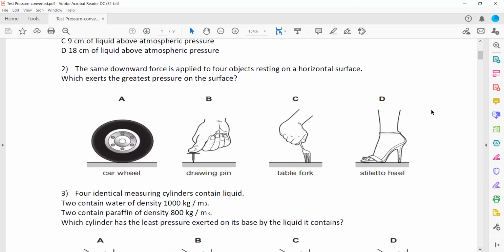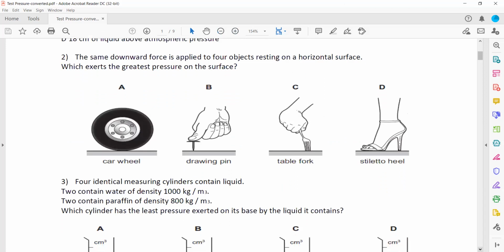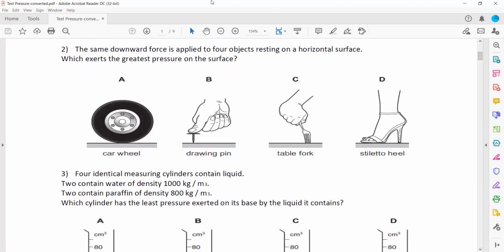Question 2. You can also use screen annotation to state the answer or a chat. It's up to you what you find convenient. The same downward force is there. So they are all applying the same force. Force is same. Which exerts the greatest pressure? Pressure is force divided by area. Force is same. For the greatest pressure, area should be small. So it will exert the greatest pressure.